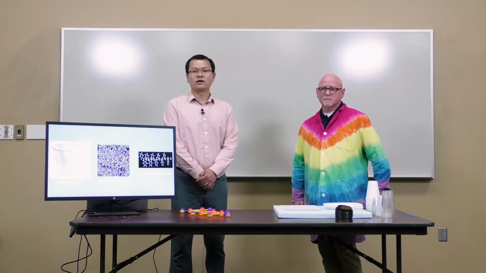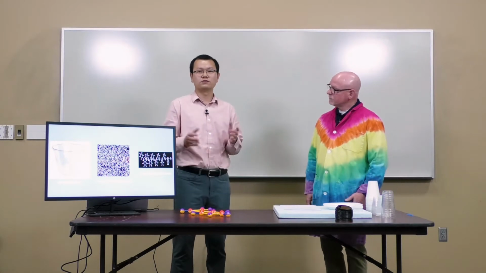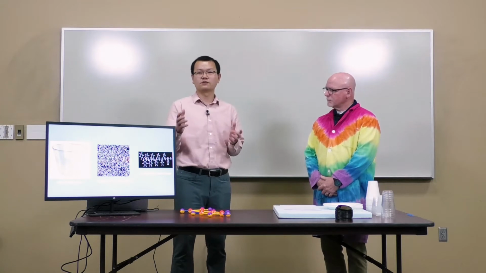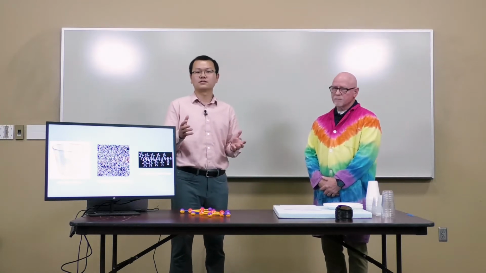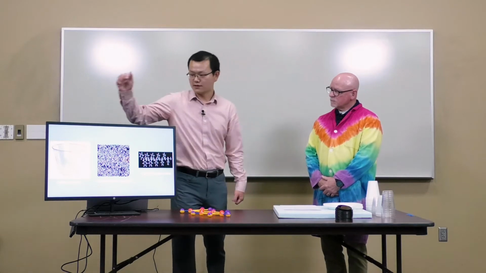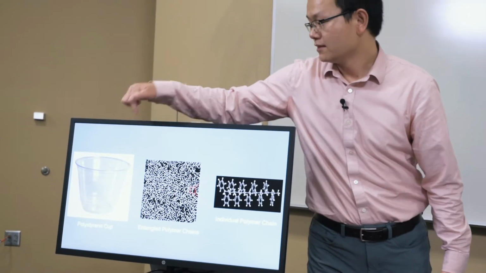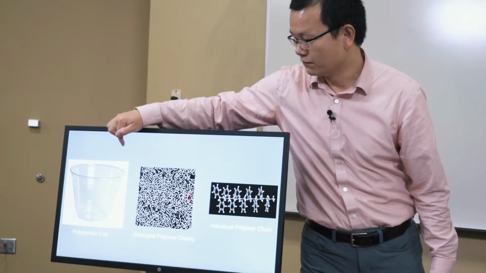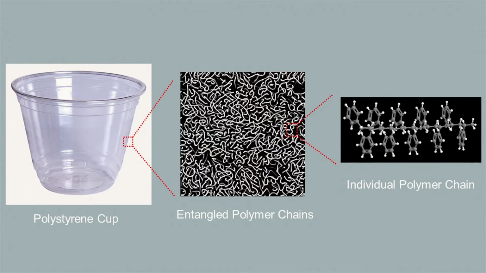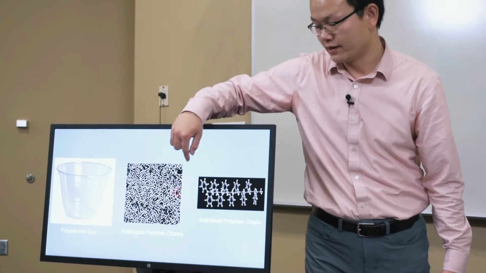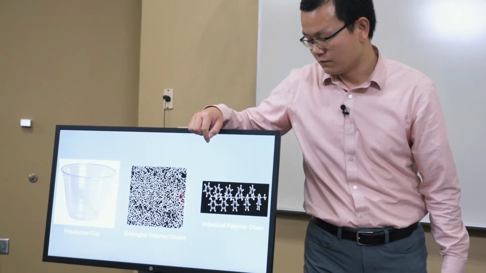Okay, thank you, John. So my lab at the University of Akron, one of the projects we are working on is trying to use recycled polystyrene for 3D printing. But before I talk about the actual project, I will talk about why polystyrene is special. So you can see on this screen, and this cup is made from polystyrene. If you look inside what is the cup made of, you will see a lot of polymer chains entangled together. And if you look at a single polystyrene chain, it is composed of many repeating units, which are called monomers.